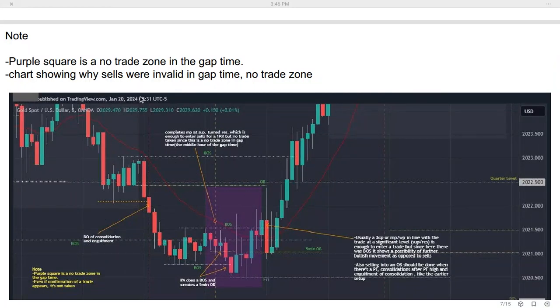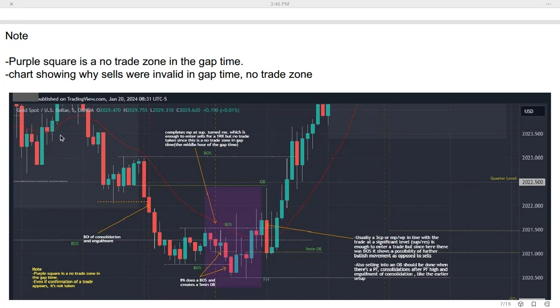Now, the purple square is the gap time, no trade zone. In this area, I don't take trades at all because I've noticed that most of the time when I do, trades don't work out. Most of the trades I do take, you will see that they're in the session times, but an hour after the session time or before, I can still take trades depending on how price plays out.